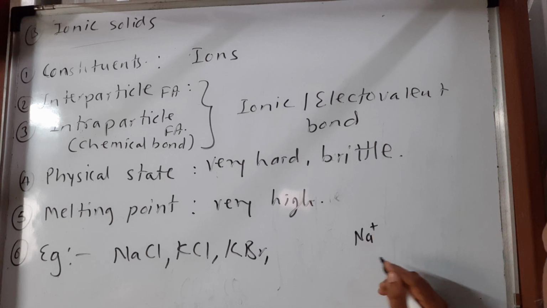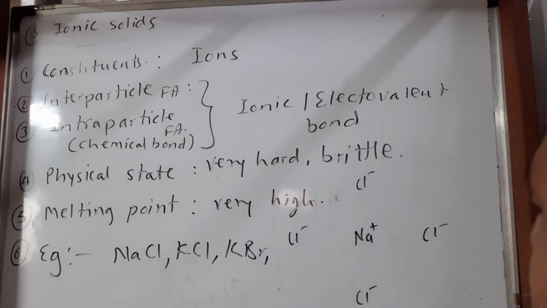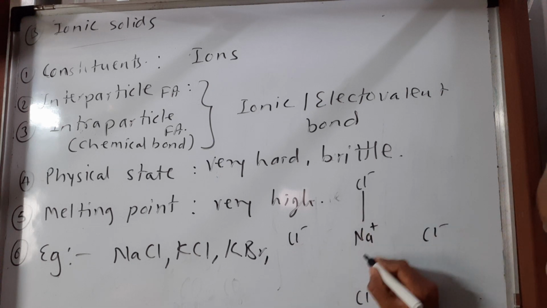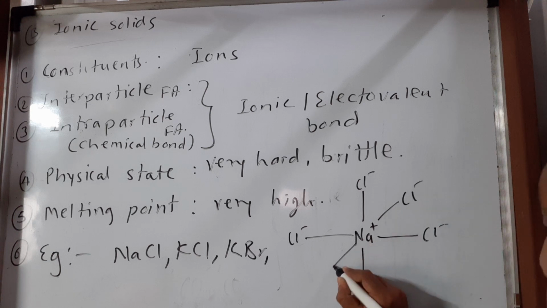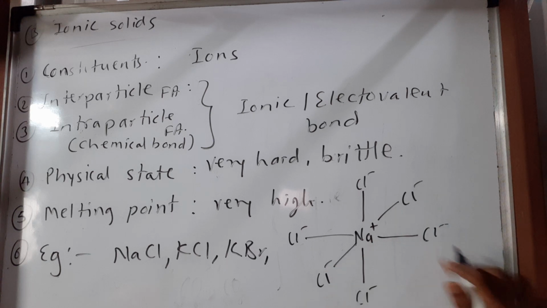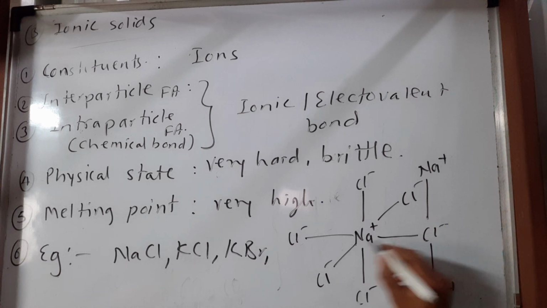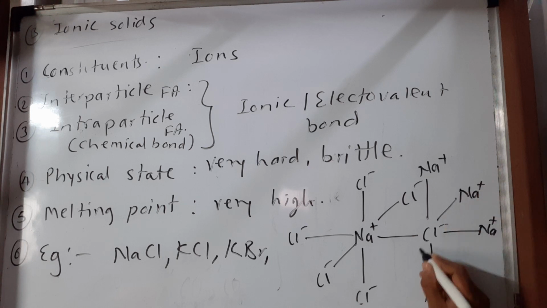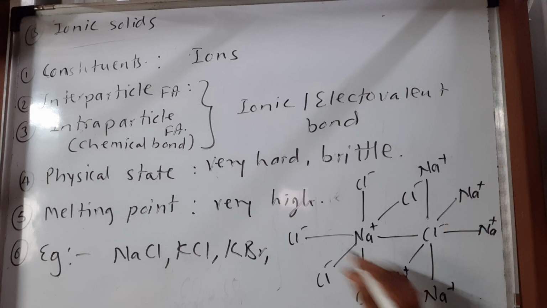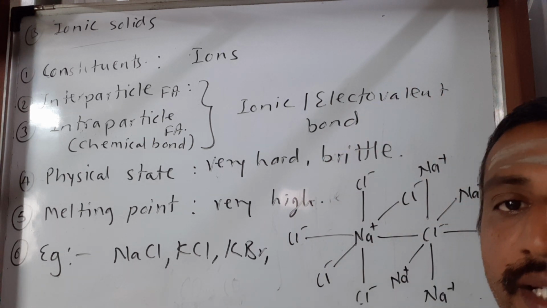So here, say for example NaCl. In case of NaCl, Na plus is surrounded by 6 Cl minus ions: upside, downside, left, right, backside Cl minus and front side Cl minus. This Cl minus is surrounded by 6 Na plus ions: top, bottom, left, right, backside Na plus and front side Na plus. And like that there is a 3-dimensional structure. Millions of Na plus and Cl minus ions are there.